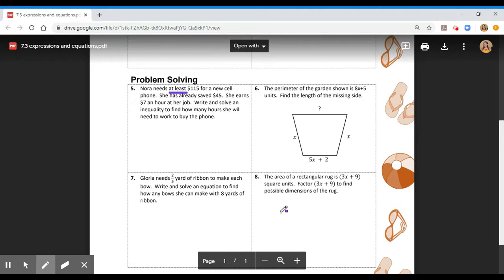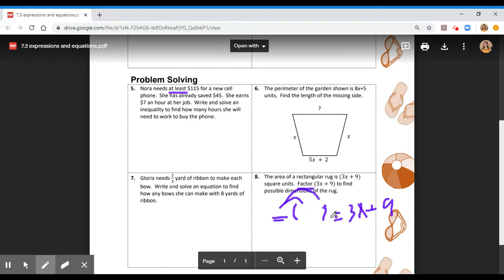And then number 8, the area of a rectangular rug is 3x plus 9 square units. Factor 3x plus 9 to find possible dimensions of the rug. If you've forgotten what that means, it's almost like undistributing. It's like saying what could have possibly been distributed to an expression where I'd end up seeing 3x plus 9.